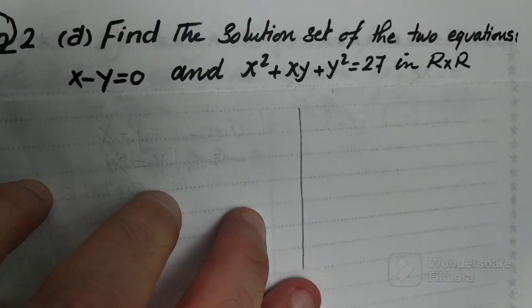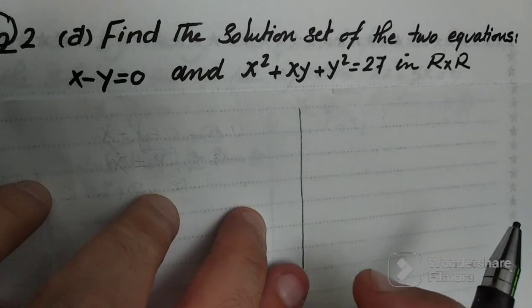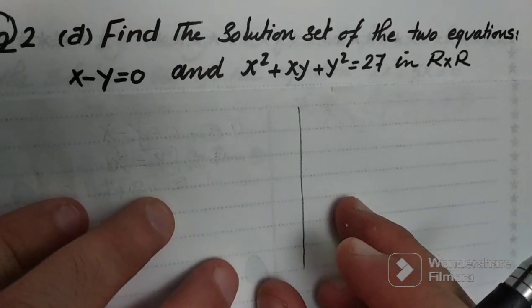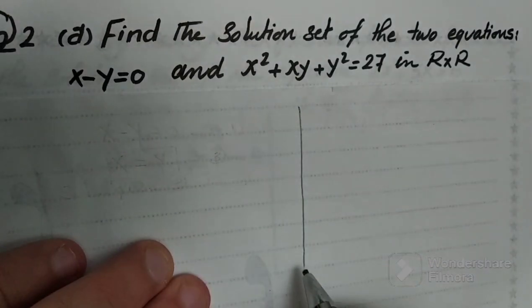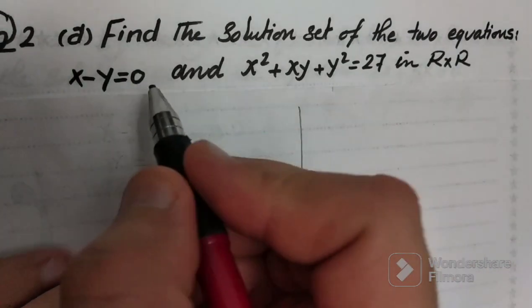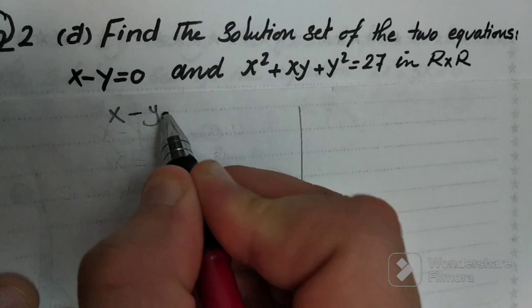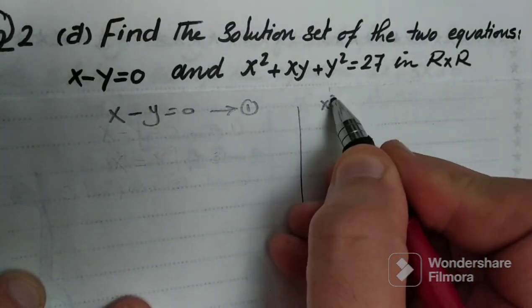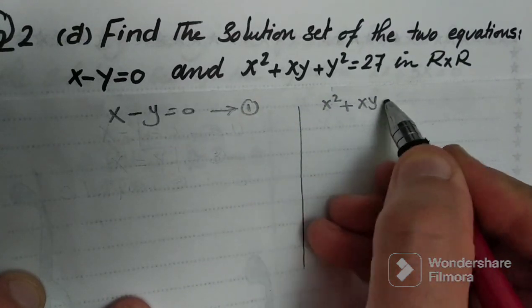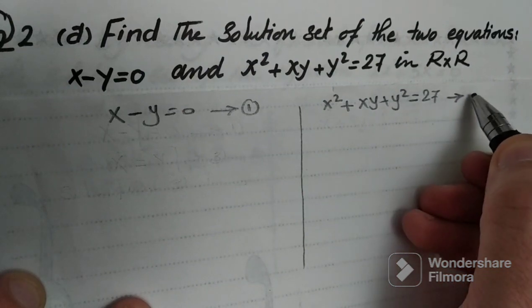Question 2. Find the solution set of the two equations x minus y equals 0 and x squared plus xy plus y squared equals 27 in R product R. We divide the page like this. We write x minus y equals 0, this is number 1, and x squared plus xy plus y squared equals 27, and we call it number 2.